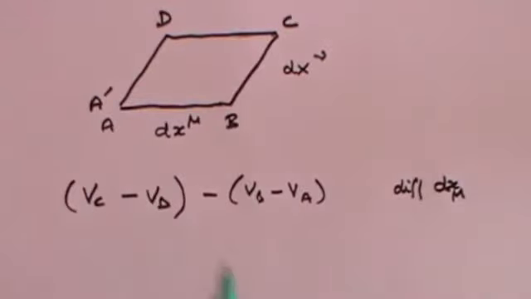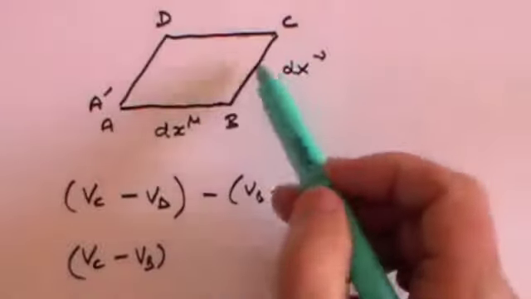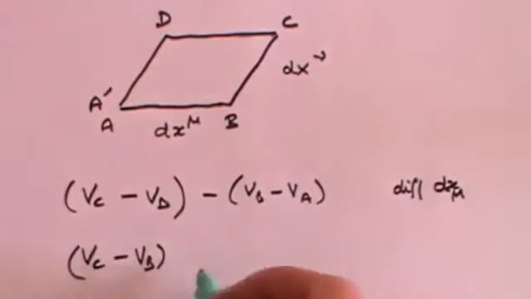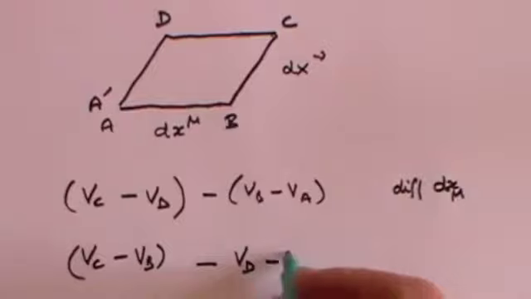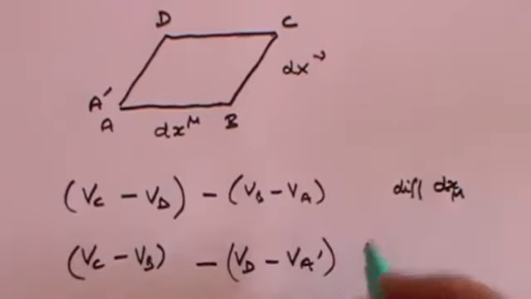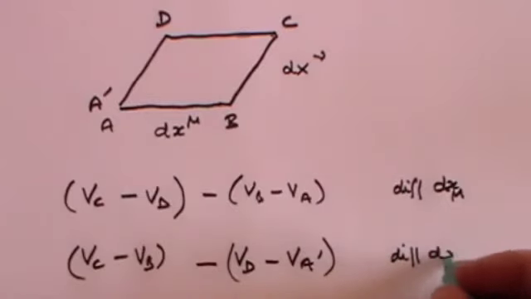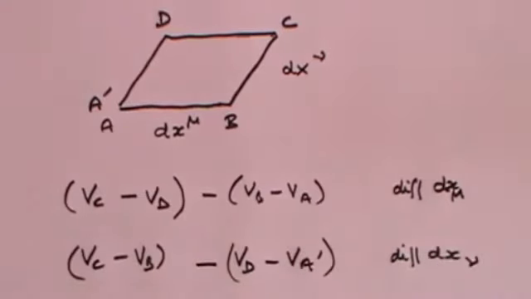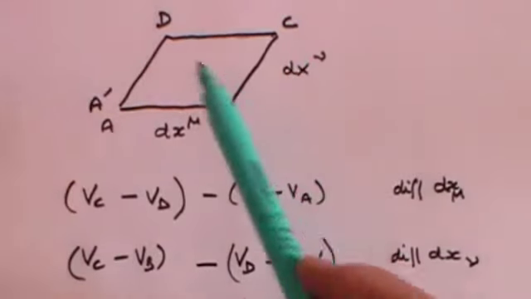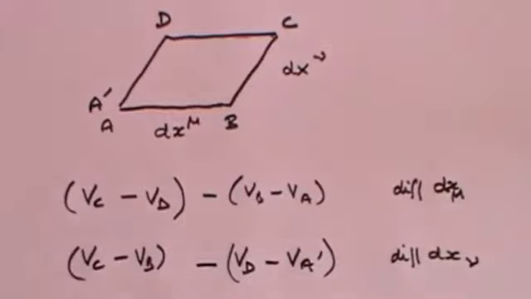Similarly, if you take V_C minus V_B, which is this path here, minus V_D minus V_A prime, you get the difference in the dx^ν direction. Because that's that path there and that path there, they're parallel. In flat space there would be no difference, but in curved space there might be, and you're now looking at the difference in the dx^ν direction.